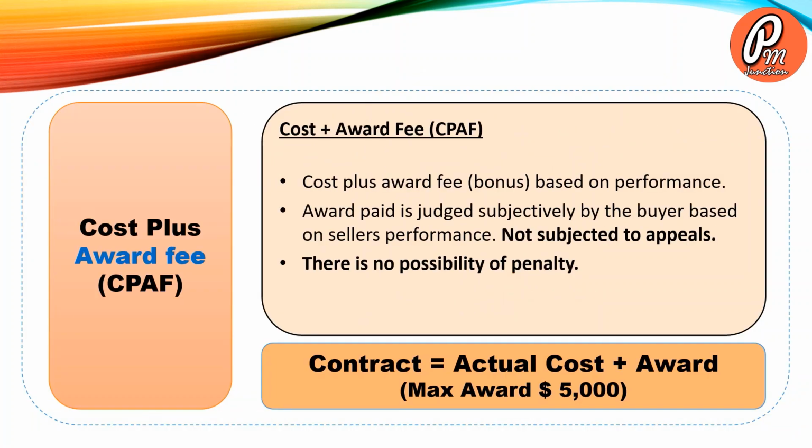Next contract is cost plus award fee contract. In this contract, cost plus award fee is paid based on performance. Award paid is judged subjectively by the buyer based on seller performance, and it is not subject to any appeals. There is no possibility of penalty on the seller, and the contract value is equal to actual cost plus award, and the maximum value of award is also fixed in the contract.